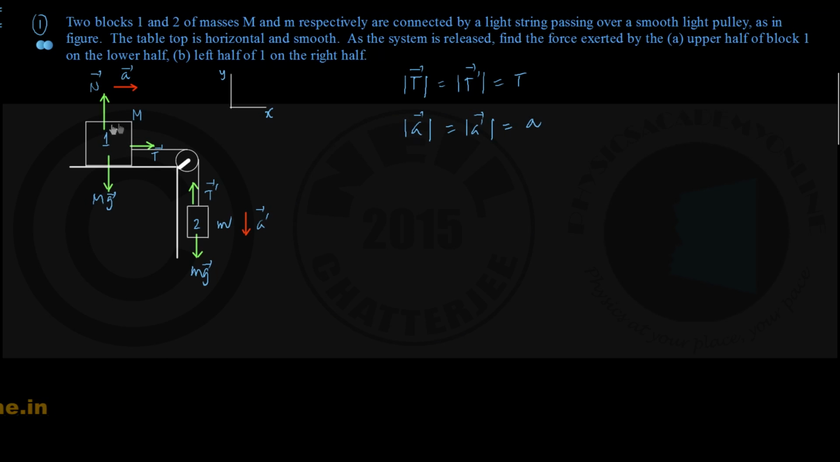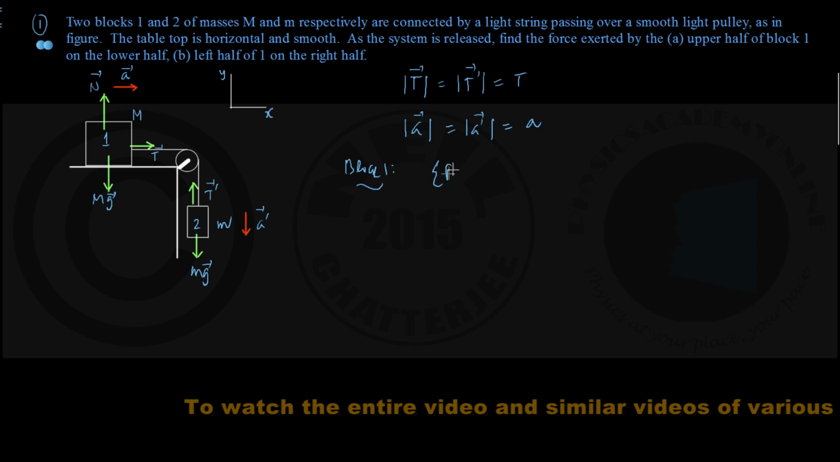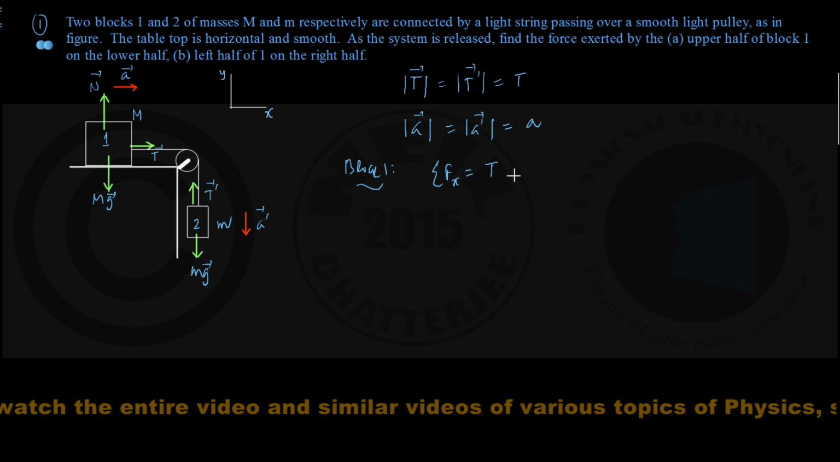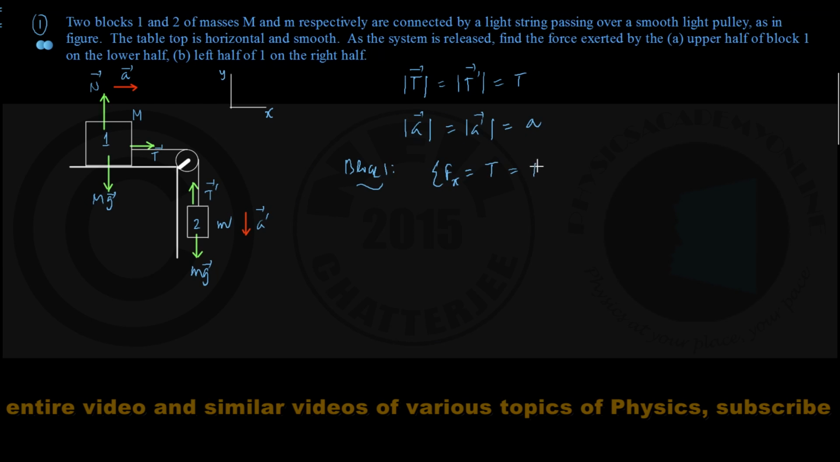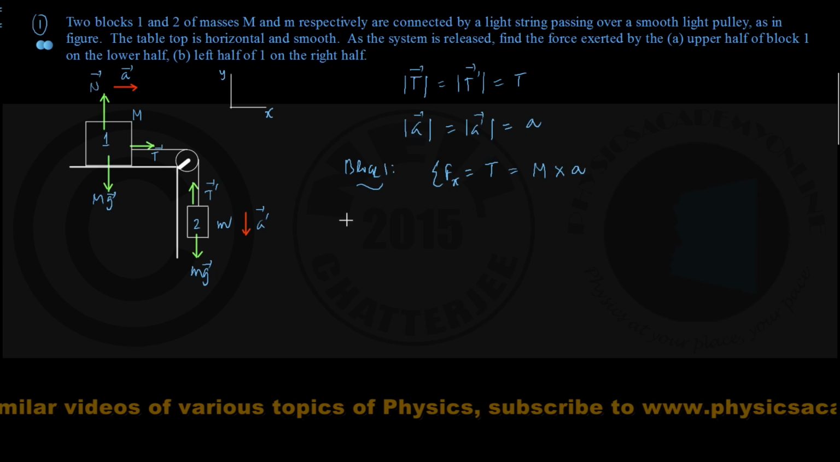There is no requirement of writing this y motion. Anyone can see N is equal to mg. It doesn't help us because there is no frictional force present. For block number 1, taking the equation for x motion to the right, sigma Fx, the only force acting is the force of tension. That must be equal to the mass of the block into its acceleration.